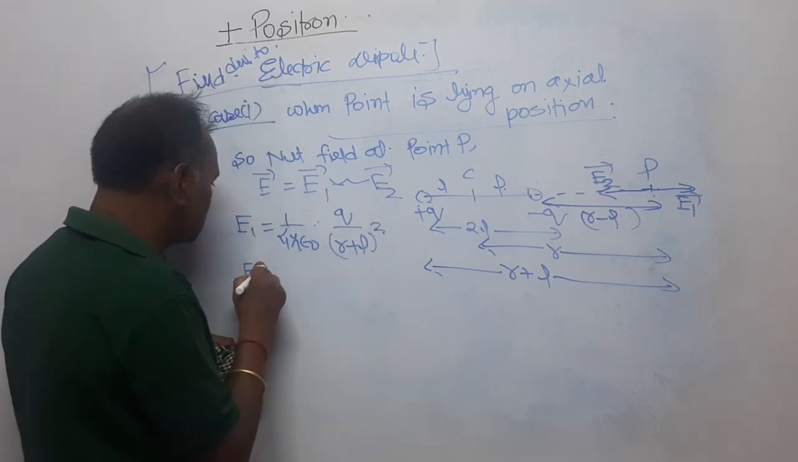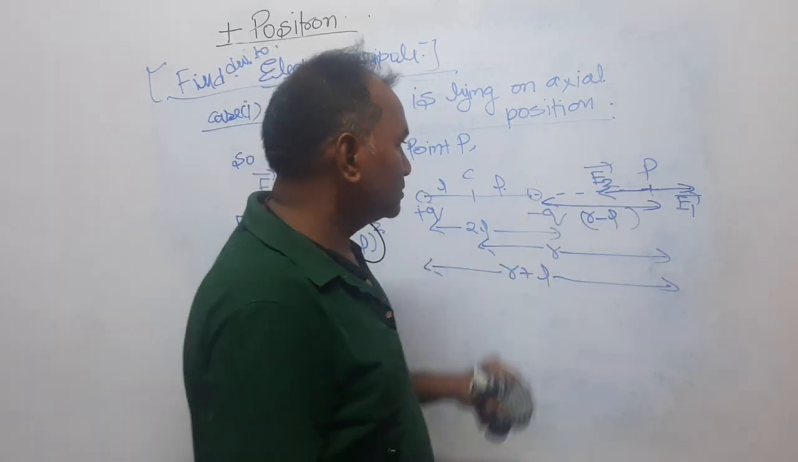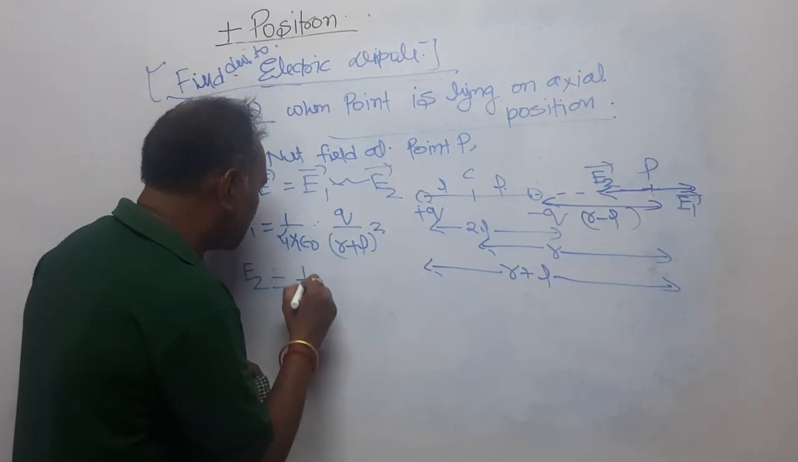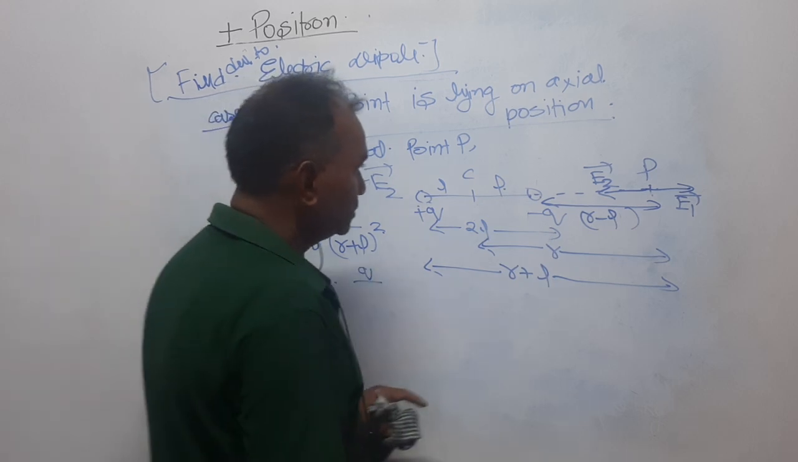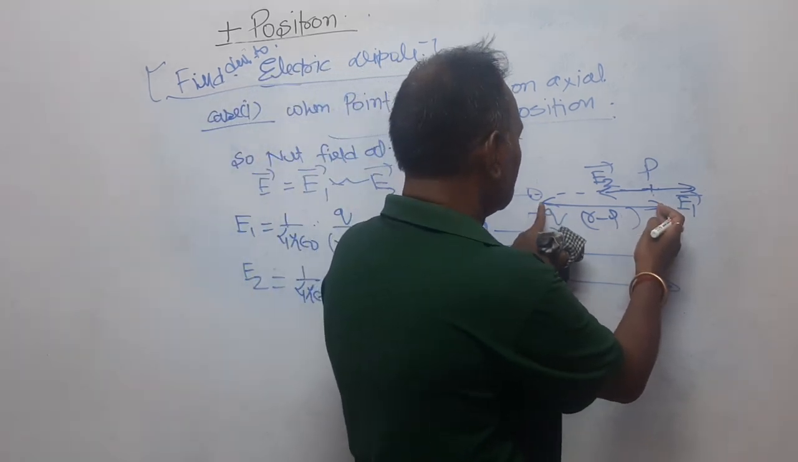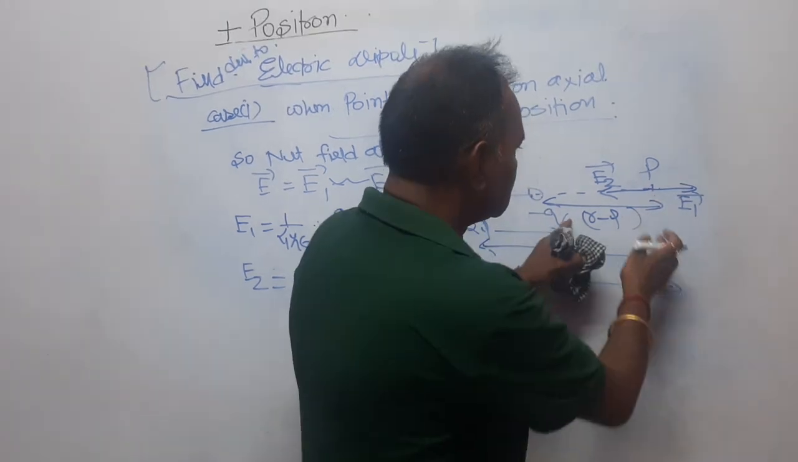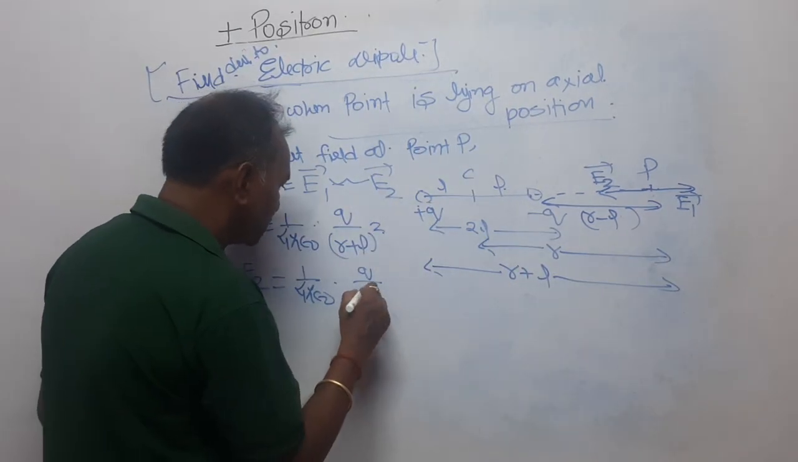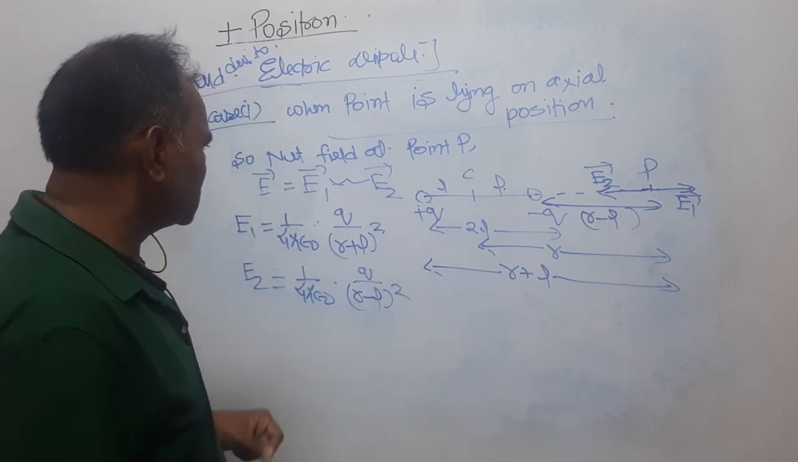And now E2 is the field at point P due to charge minus Q. Now it is 1 upon 4 pi epsilon naught Q upon this distance. Distance of the point from the very charge you are considering. This is R minus L. Q upon R minus L whole square. Now look here, dear students.